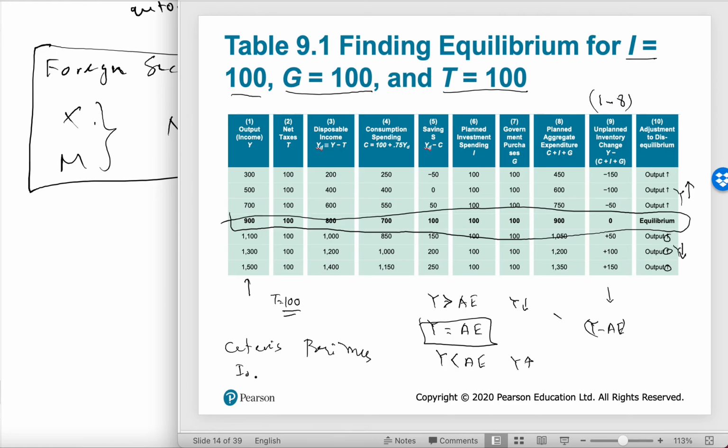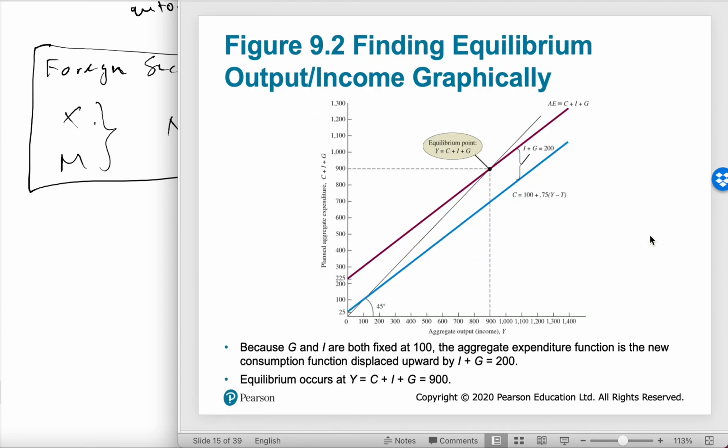It means that I0 and G0 and T0 are fixed. If they are not changed, then any change in the income will bring it back to the equilibrium. With the graph we can show it. I think there's a little bit of problem here because the 100 is not correct, but the C plus I plus G is shown here. Okay, and this is the consumption function.